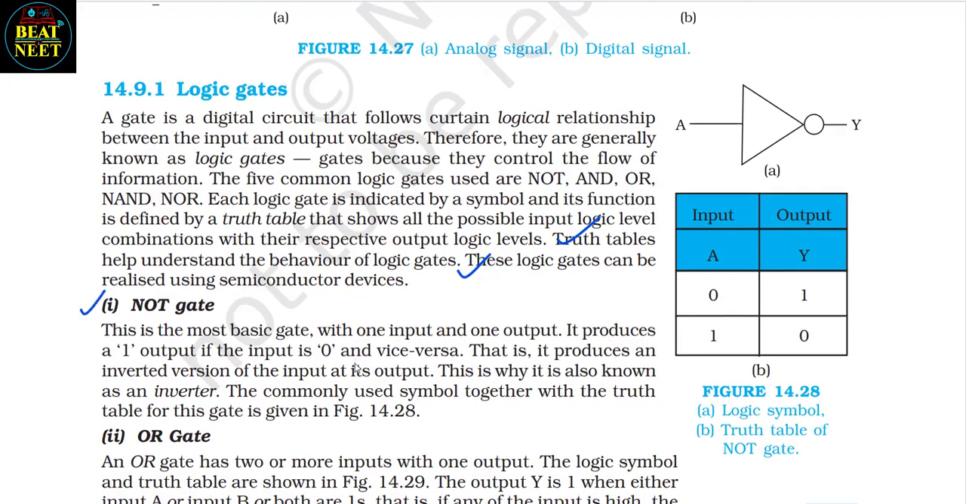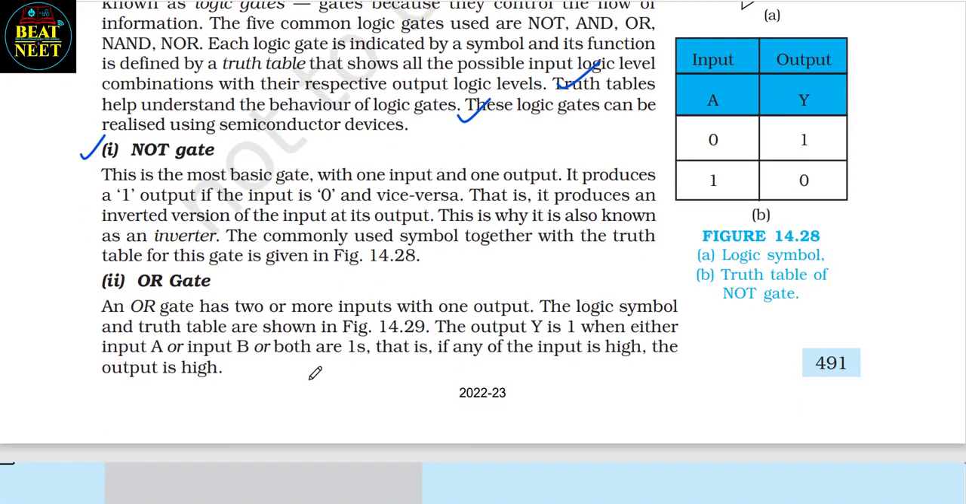Number 1, NOT gate. This is the most basic gate with one input and one output. It produces one output if the input is 0 and vice versa. That is, it produces an inverted version of the input at its output. This is why it is also known as an inverter. The commonly used symbol together with the truth table for this gate is given in figure 14.28.